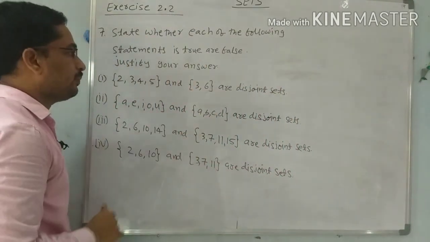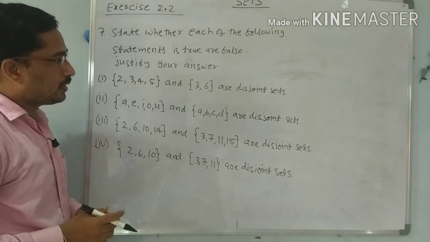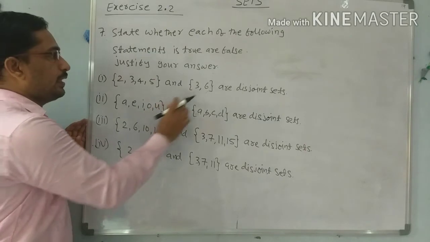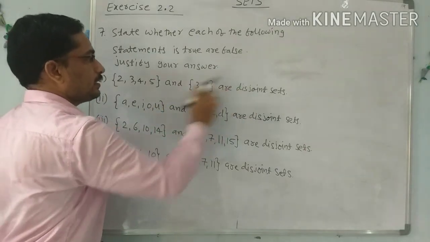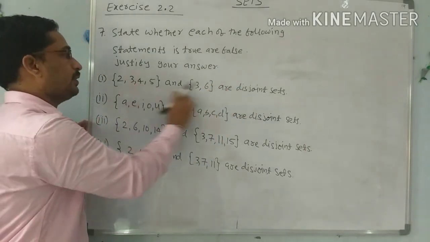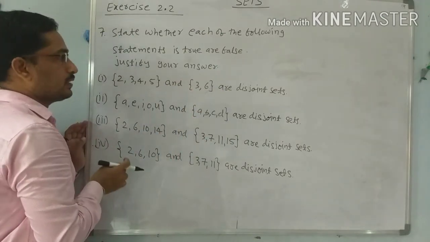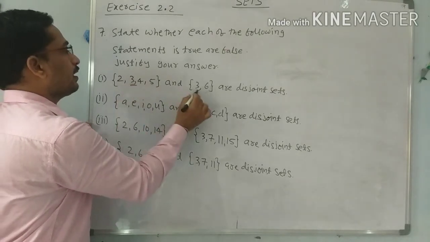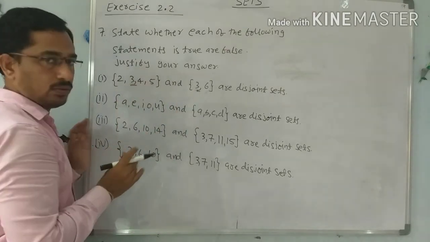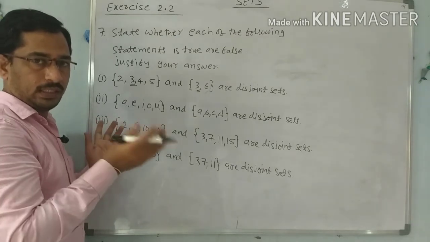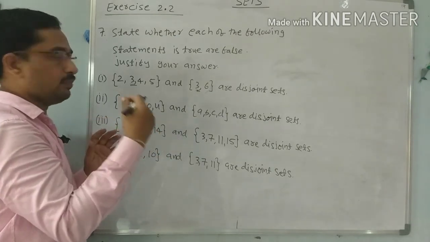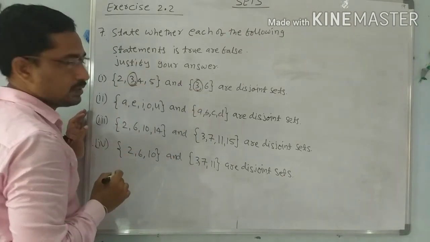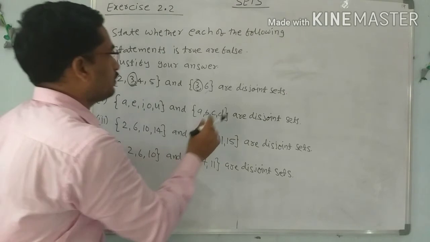Now we have to identify among the four which are disjoint or not. See, 2, 3, 4, 5 is the first set and the second set is 3, 6. The statement says these are disjoint sets. First identify if there is any common element. 3 is a common element. Disjoint sets mean no common element, quite different elements. But here one element is common, so it is not disjoint sets. The statement is false.